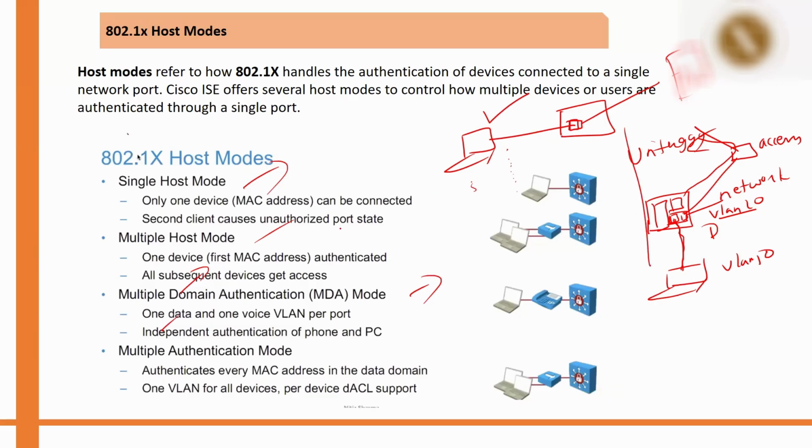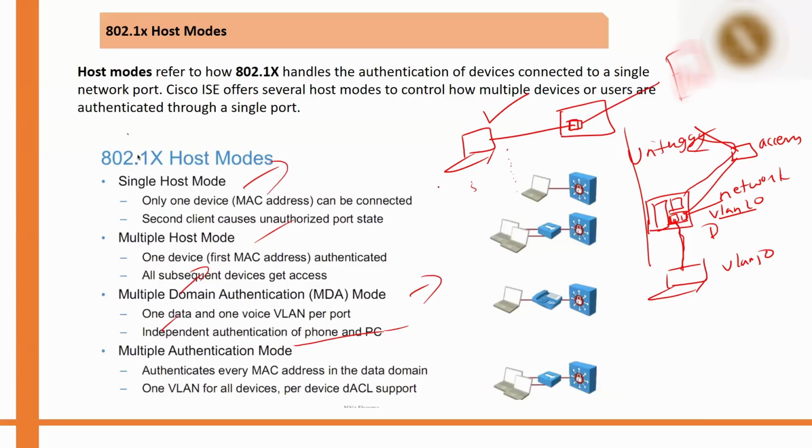That's what multiple domain authentication is. It is a special kind of access VLAN where you send voice and data traffic on the same port. And this is the important piece: independent authentication of phone and PC will be done. Although they are connected to the same port, if the phone gets authenticated but the PC does not, that will not work. It is separate. The phone gets authenticated, and the PC also has to get authenticated.